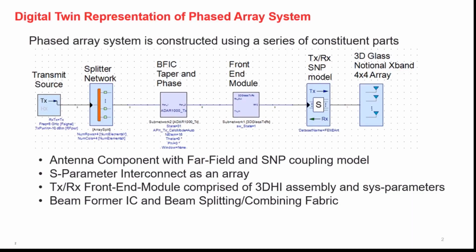Our front end module is shown here. That's our 3D glass structure with our transmit and receive. We're also going to include a beamformer IC so that we can implement the taper and phase adjustments. And then we're going to incorporate an antenna pattern to this as well, which we're going to use as accurate a representation as possible.